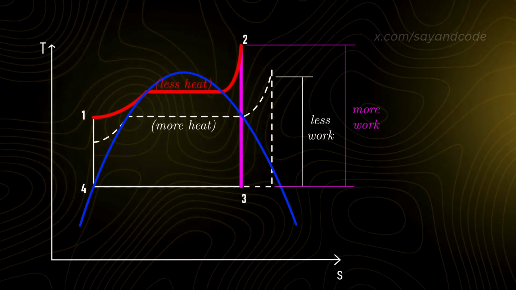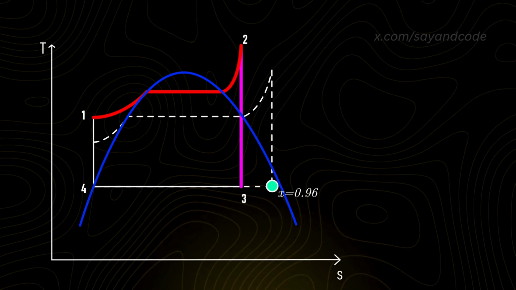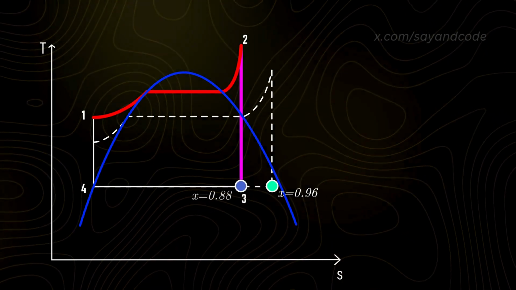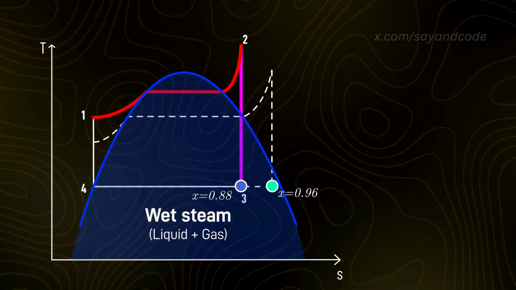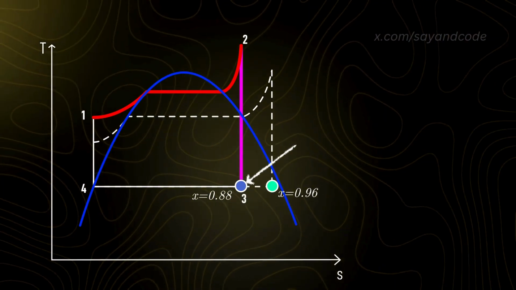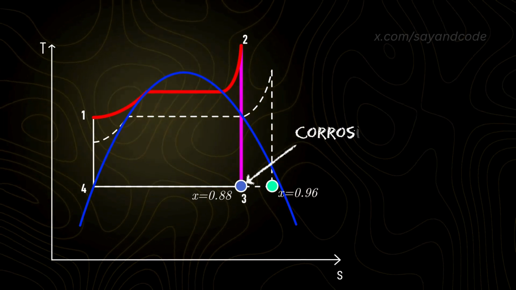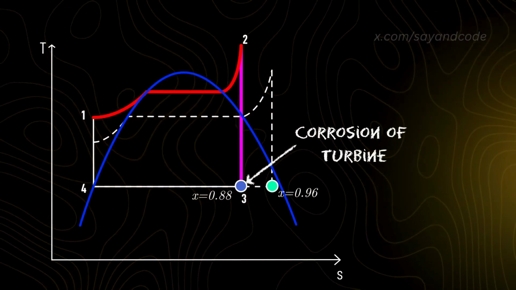But as we increase the pressure and temperature, the dryness fraction of the output of the turbine will decrease. That is, the steam will be more wet and have more water content. If the dryness fraction becomes less than 0.88, it will result in corrosion and rust formation inside the turbine.